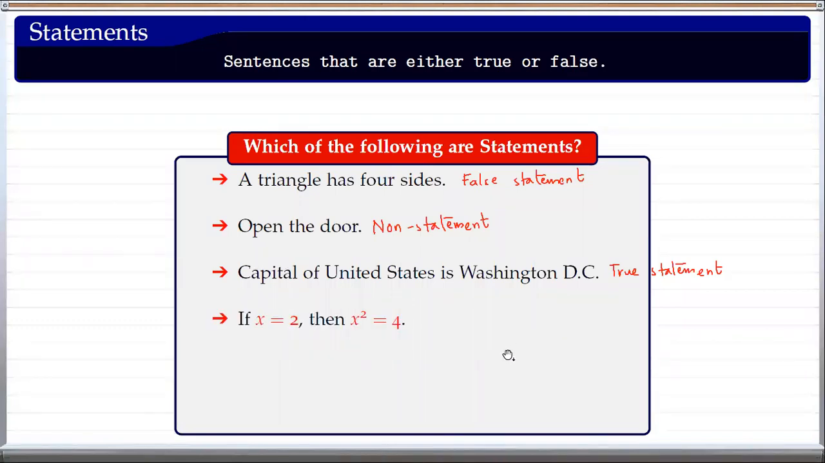If x equals 2, then x squared equals 4. This is another true mathematical statement. Every day in January is cold. Again, this is another statement. It can be true or false depending on where you are located. If you are in somewhere like Australia, this may be false. But if you are somewhere in upper hemisphere, this may be true. So this is also a statement.